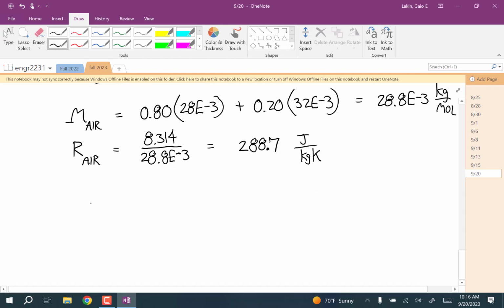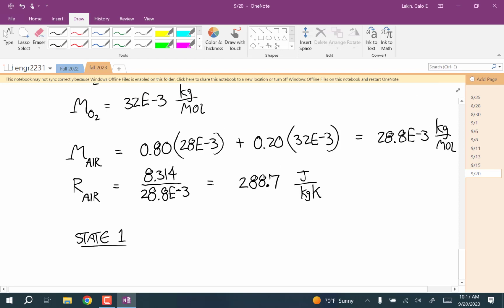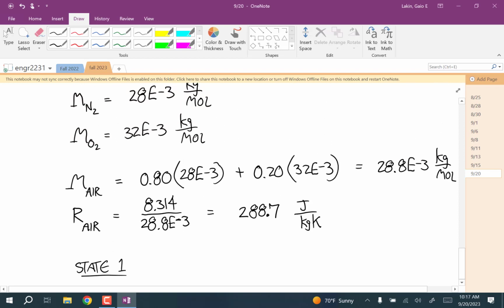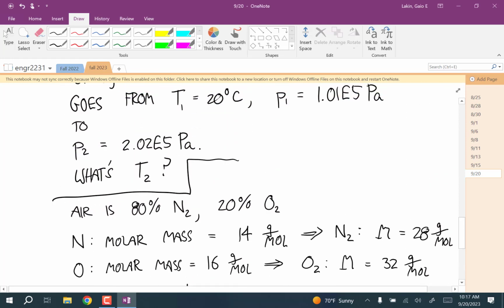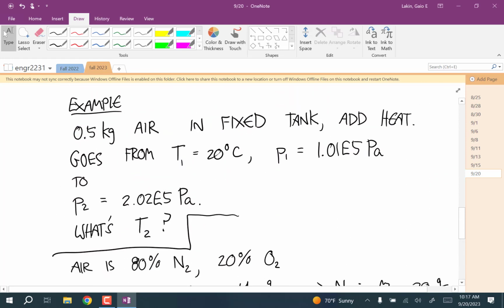Okay, so now we'll go to state one. What do we know and what don't we know about state one that we're going to use to calculate the temperature at state two? So we know the amount of air. But we don't know the volume of the tank, right? So we're going to use what we know about state one to calculate the specific volume of the gas.